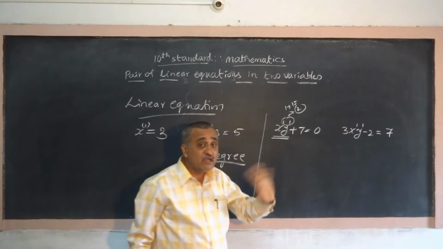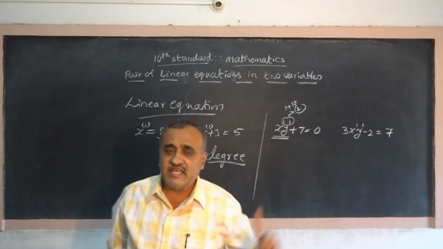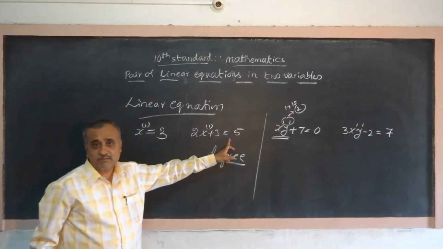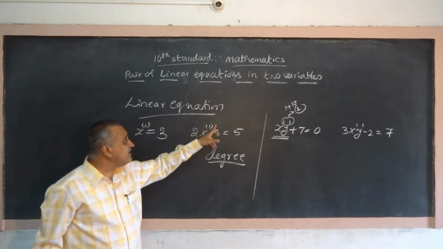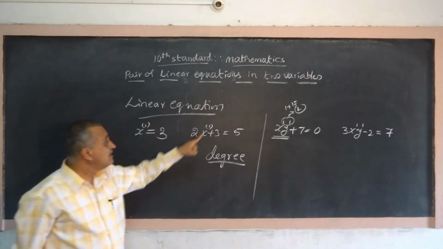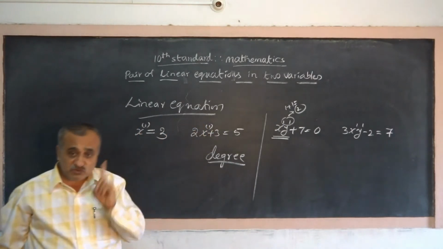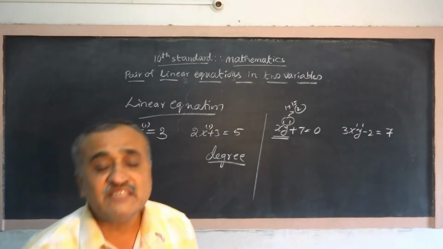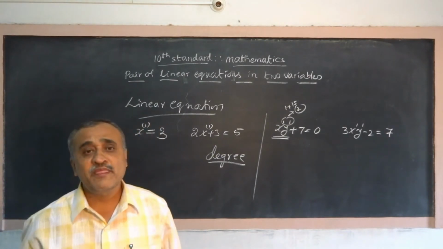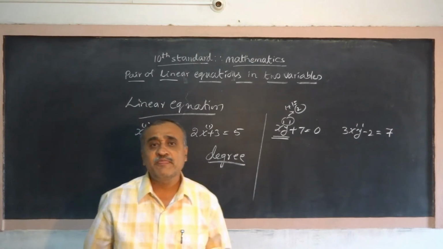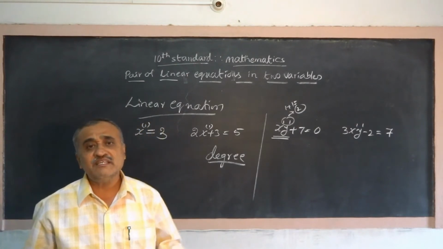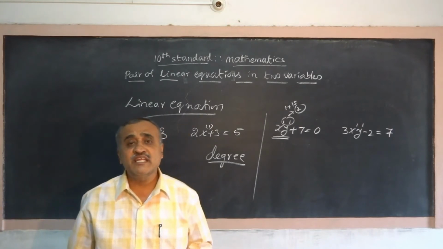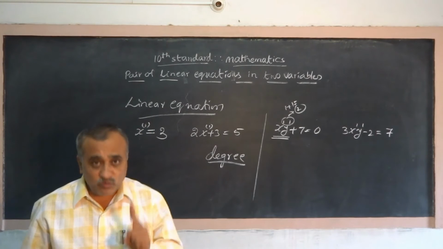This is the highest degree, which is 1. Here the highest degree is 2. Now if the equation is like this, if the highest degree of the variable is 1, then that equation we call a linear equation. What do you mean by linear equation? A linear equation is a mathematical equation in which the highest degree of the variable is 1.